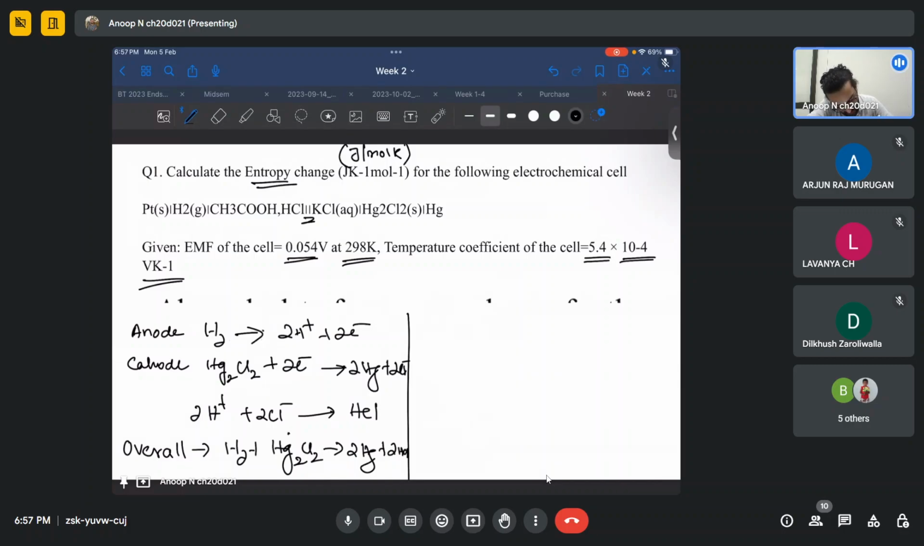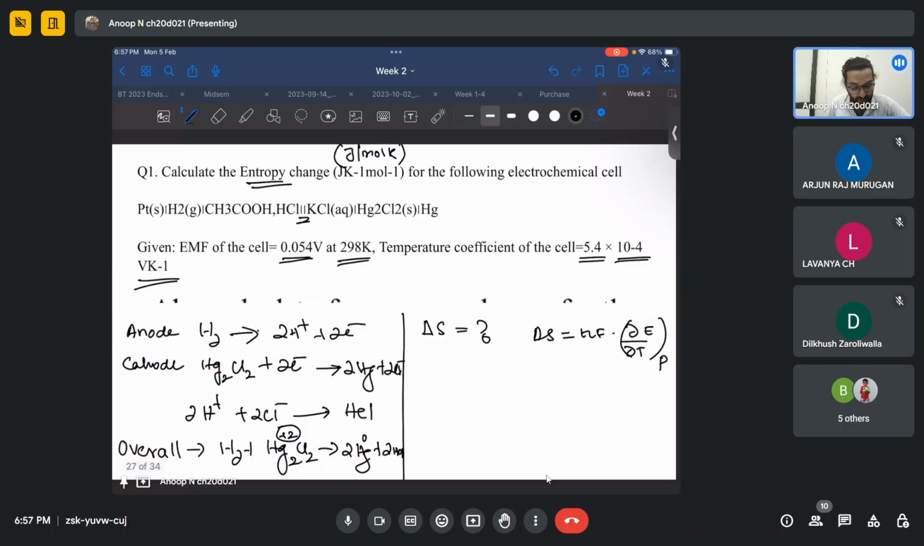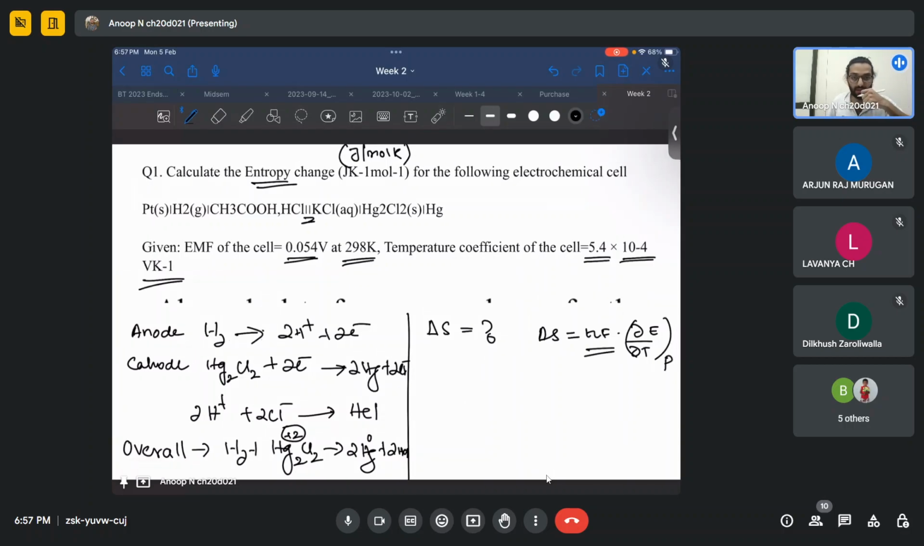So you can see here it's plus 2, it goes to 0 here. So 2 electrons are involved. What is the relationship for delta S? What is delta S? One of you. Delta S is equal to nF into dou by dou T of E, right? At constant pressure. So you have to remember this equation. That's why when I was refreshing, I told you to remember this equation for solving.